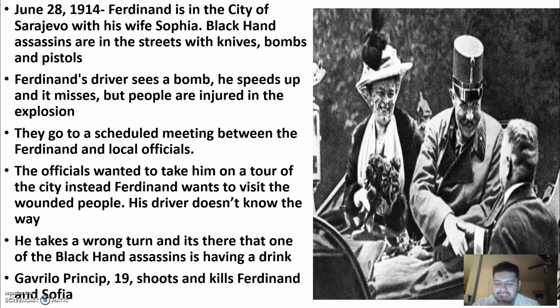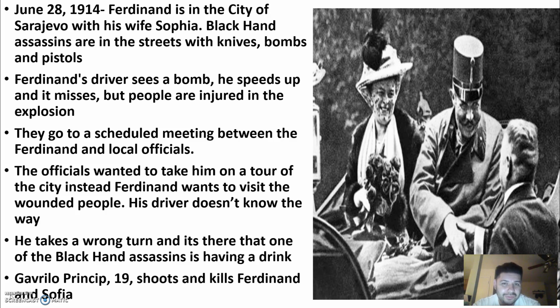and that wrong turn just so happens to go along a road where there's a little bar. And at that bar, there's a Black Hand assassin who's having a drink, and he sees Ferdinand right there. Now, his name is Gavrilo Princip.